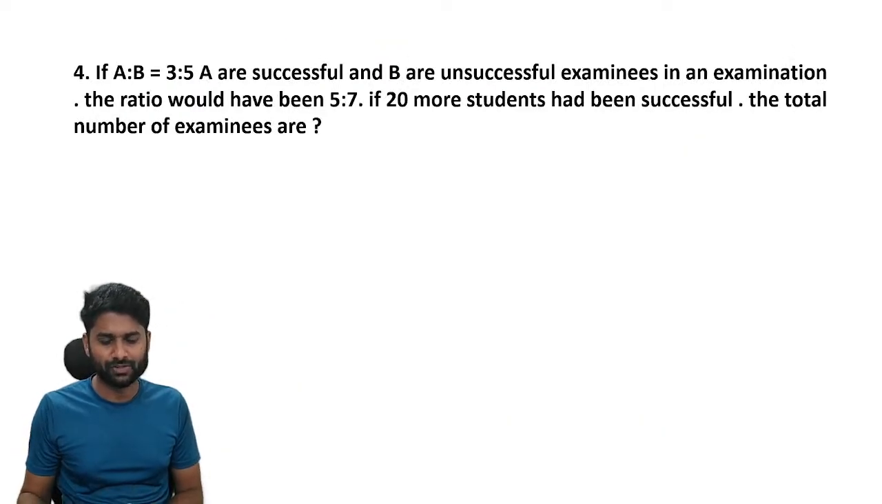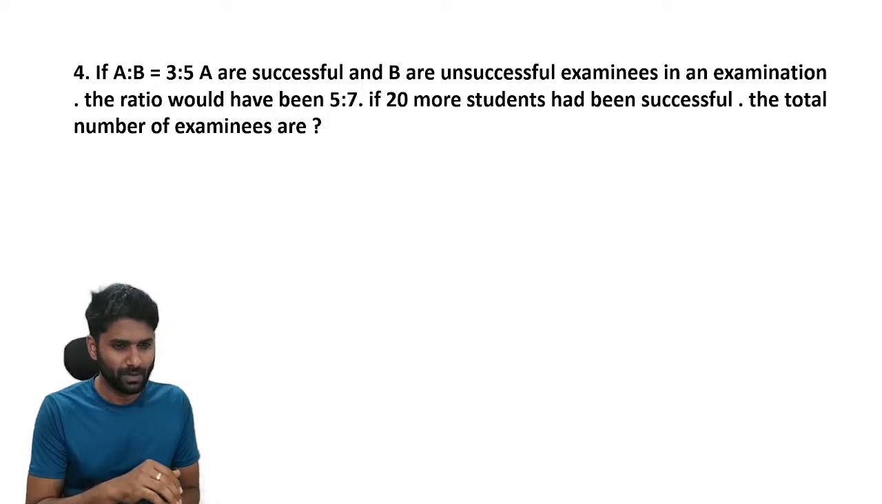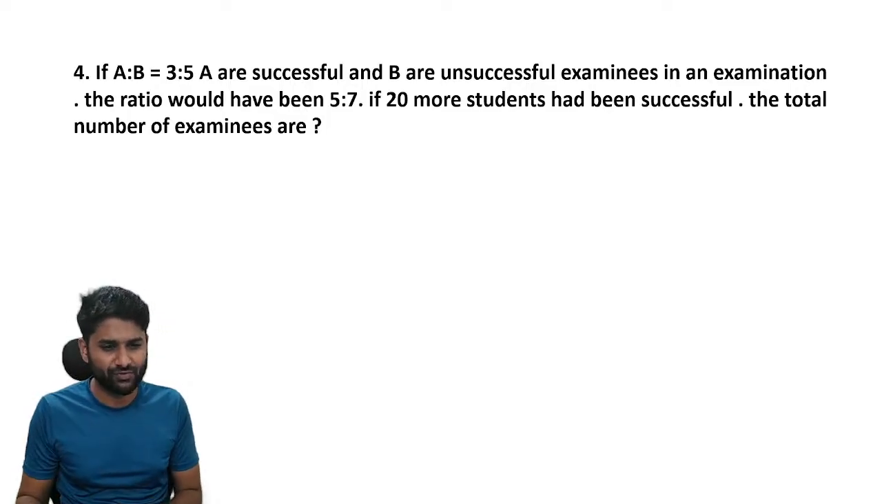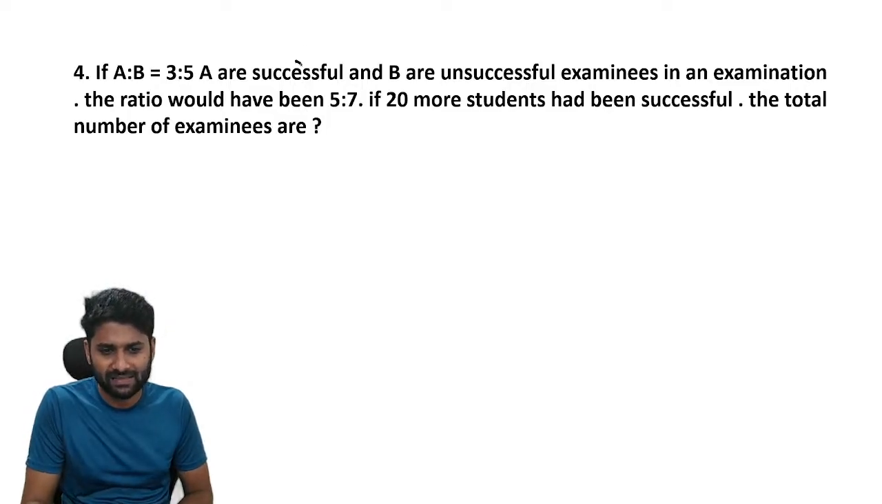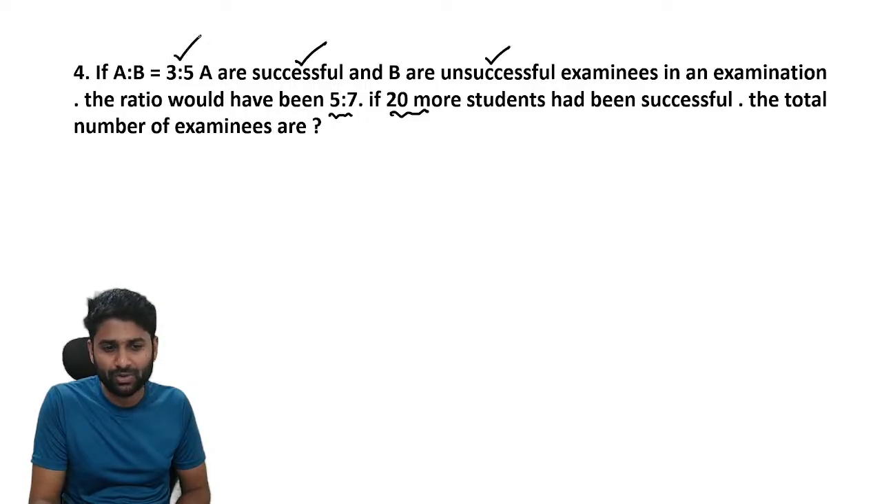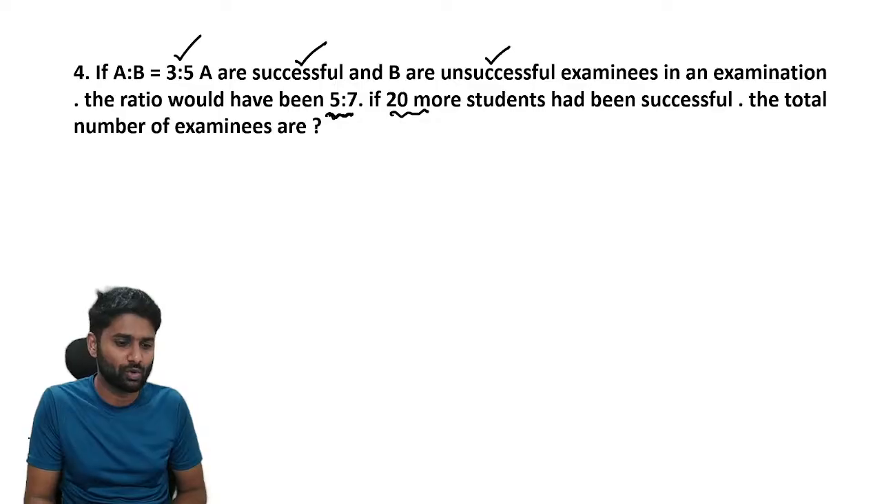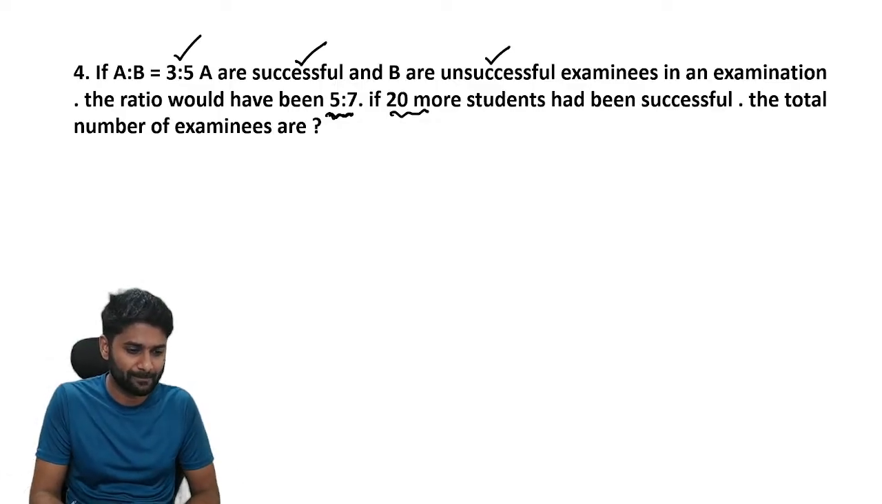Now let's see this question. If A is to B is 3 is to 5, A means successful, B means unsuccessful. In an examination, the ratio would have been 5 is to 7 if 20 more students had been successful. Then what is the total number of examinees?